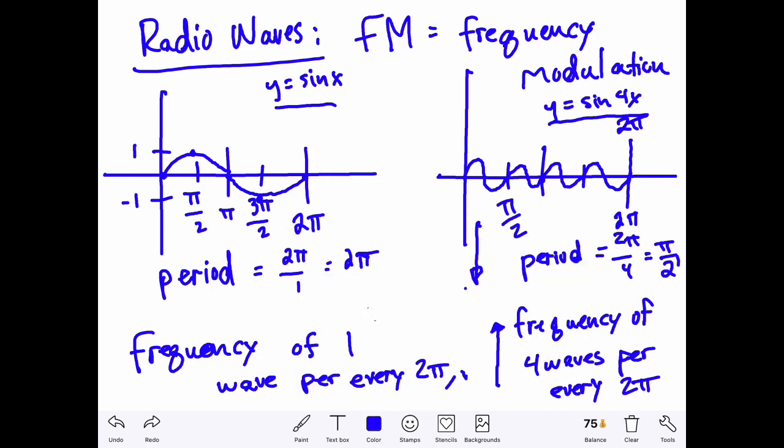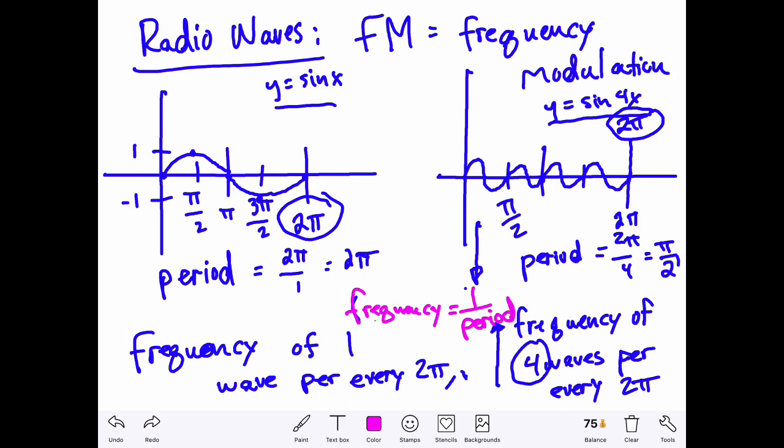Okay, so notice when y equals sine of 4x, if I looked at the same 2 pi on both, this one completes 4 waves for every 2 pi, and this one completes 1 wave for every 2 pi. And let's put here in pink: frequency equals 1 over the period.